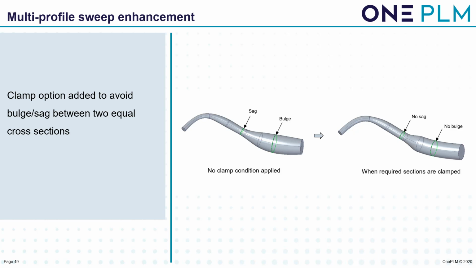So we've got a multi-profile sweep enhancement. Now when we're creating a sweep, we've got a clamp option. This is to avoid bulge or sag between two equal cross sections. In the more advanced one, I'll do a little video showing what the difference is, and show what the new clamp icon looks like.